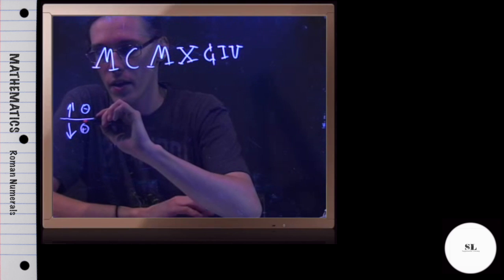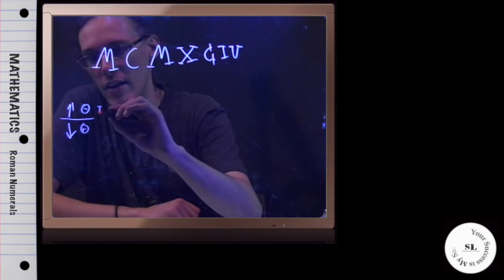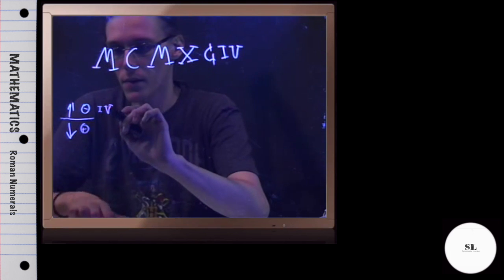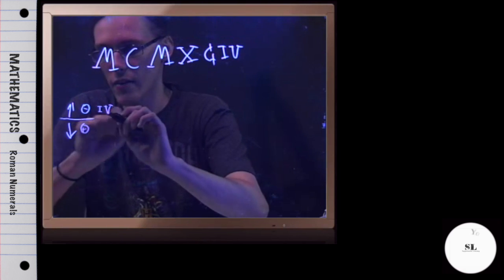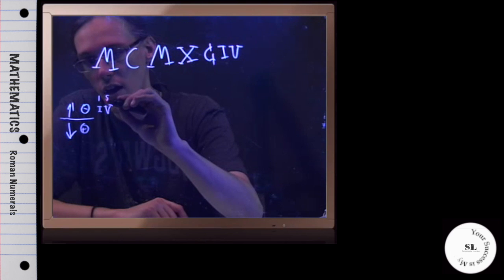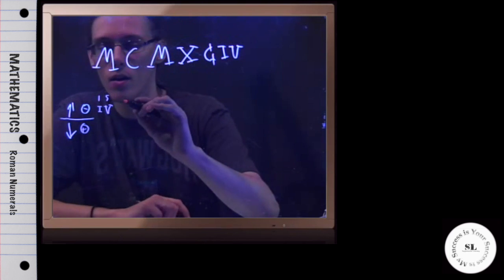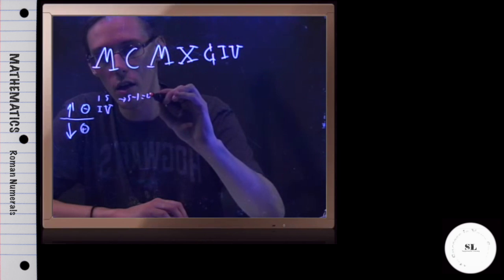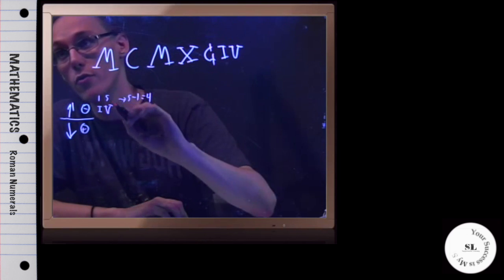So the best example I can give you of this is if I write IV. Remember, I represents 1, so I'm starting at 1, and V represents 5. So I went from 1 to 5, I went up. So this is 5 minus 1, which would be 4. This is how the Romans would write 4.